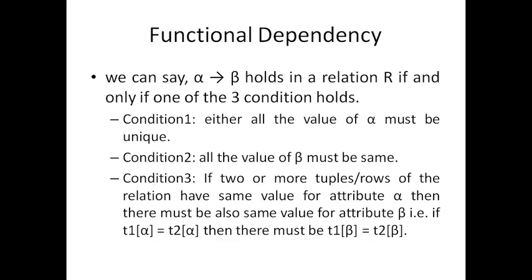We can say alpha determines beta holds in a relation R if and only if one of the following three conditions holds. Condition 1: all the values of alpha must be unique. Condition 2: all the values of beta must be the same. Condition 3: if two or more tuples of a relation have the same value for attribute alpha, then there must also be the same value for attribute beta. That is, if t1 of alpha equals t2 of alpha, then t1 of beta equals t2 of beta.